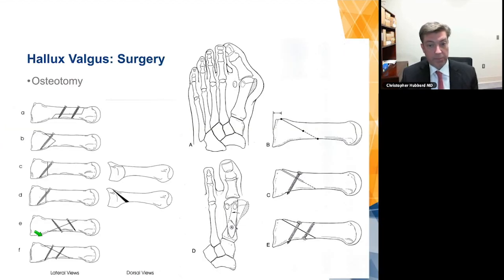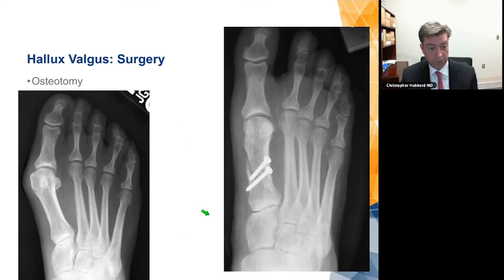There are different ways of treating this, primarily osteotomy or fusion. Osteotomy is really different ways to cut the bone to correct this angle so that the first is parallel with the second. For lesser deformities and no significant laxity of this joint, we can do the osteotomy. In this case, it was an oblique osteotomy.